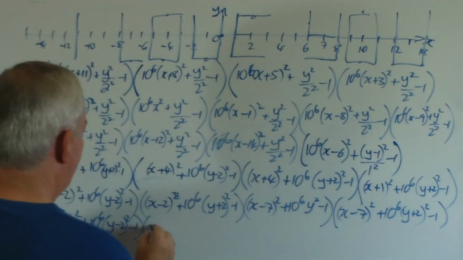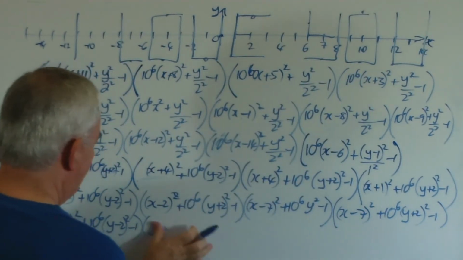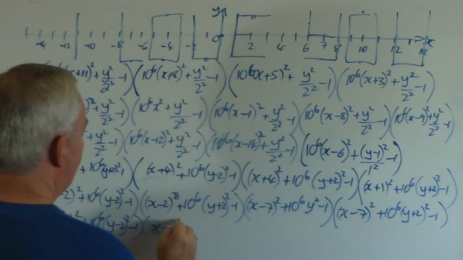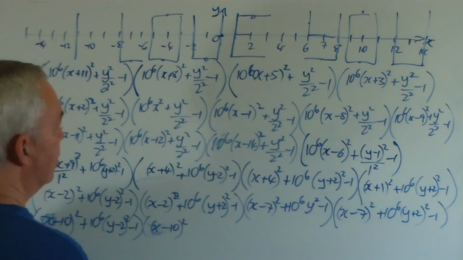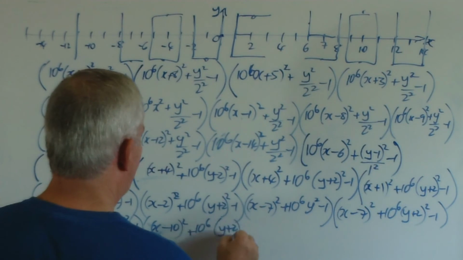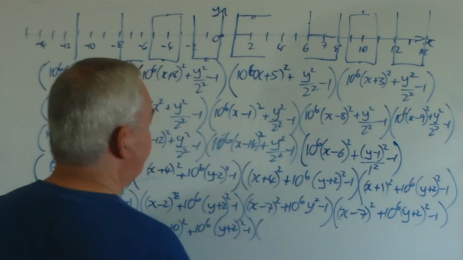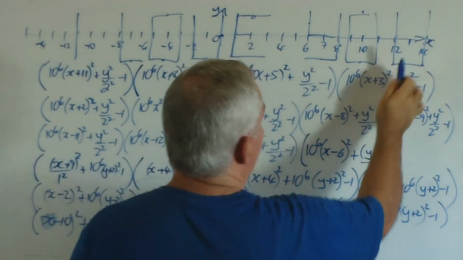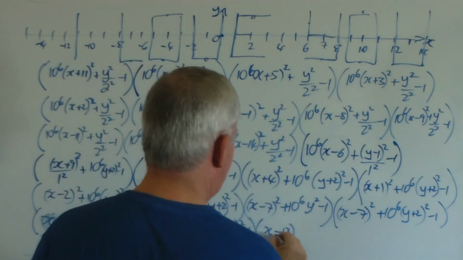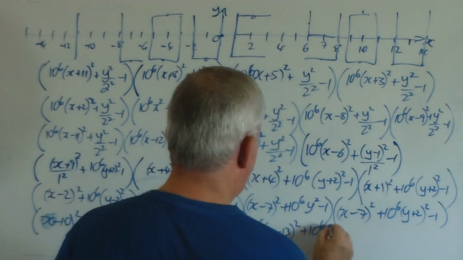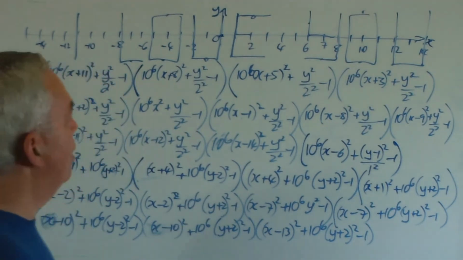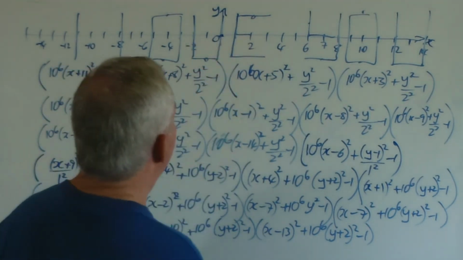10, negative 2, what, x, oh, I'm obviously getting tired, this is a long equation. X minus 10 squared, that's correct, plus 10 to the 6, y plus 2 squared minus 1. This one here is at 13 minus 2, so it'll be x minus 13 squared, and 10 to the 6, y plus 2 squared minus 1. And we've just got this one to do.